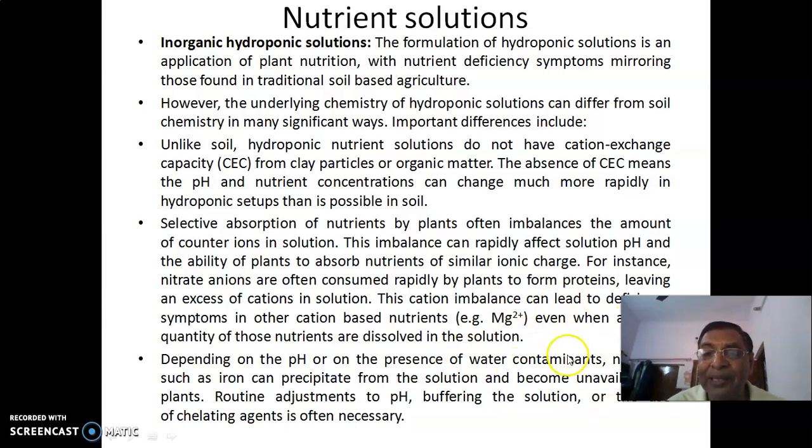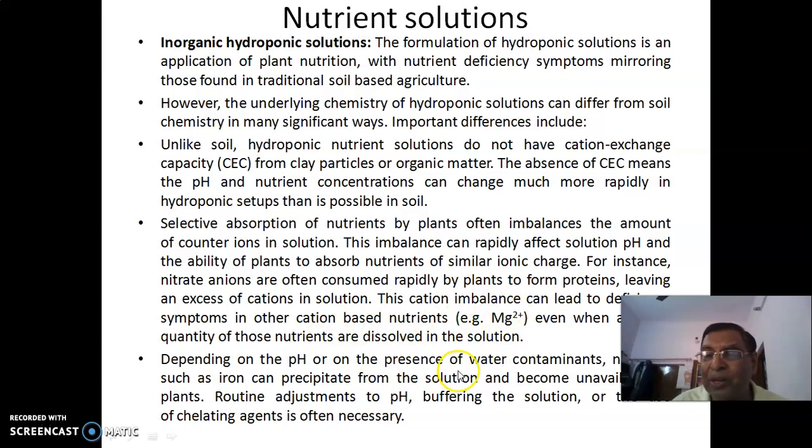Even when an ideal quantity of those nutrients is dissolved in the solution, you think that you have made an ideal solution, and ultimately what is happening is some cation imbalance is observed, and the plant cannot absorb these nutrients. That's the problem. So what is the solution for this?